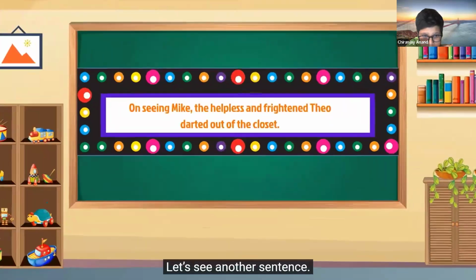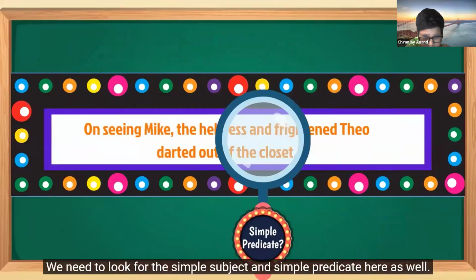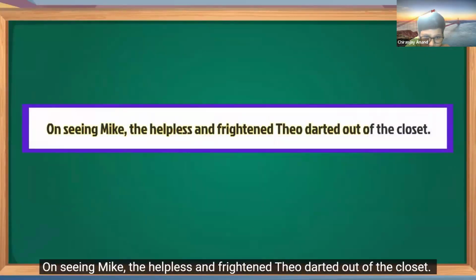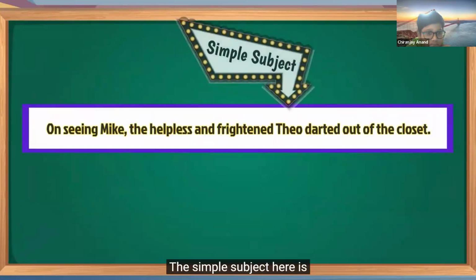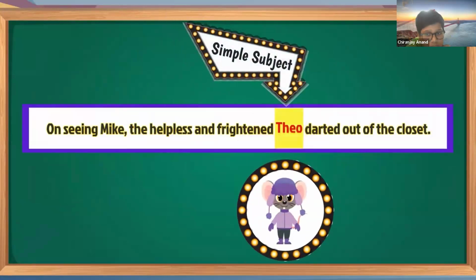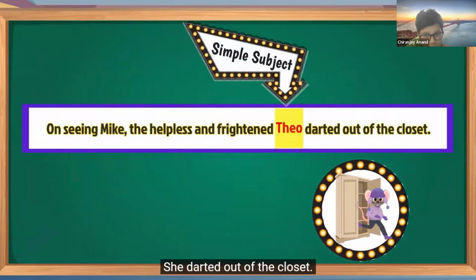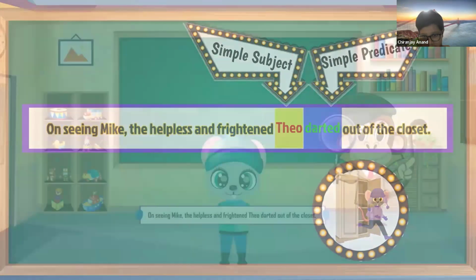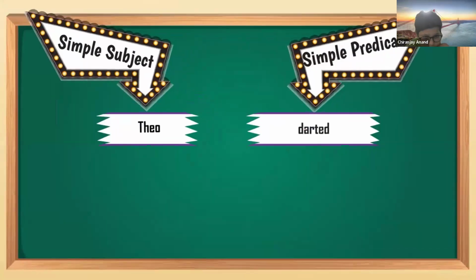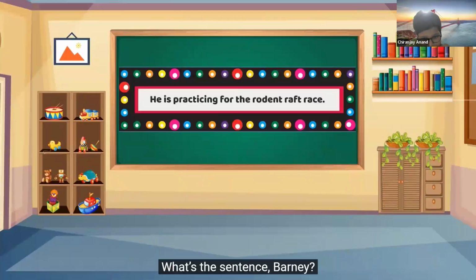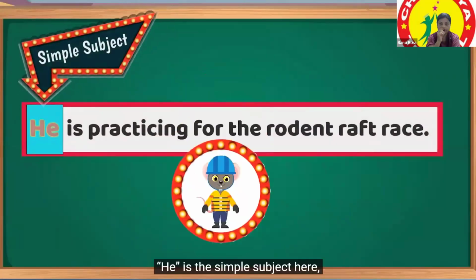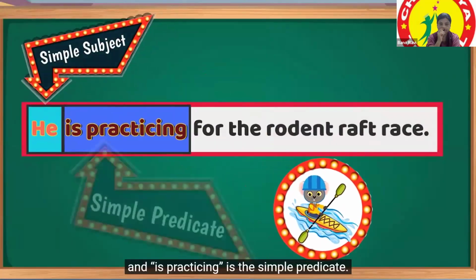Let's see another sentence. We need to look for the simple subject and simple predicate here as well. On seeing Mike, the helpless and frightened Theo darted out of the closet. The simple subject here is Theo. What did she do? She darted out of the closet. This is the complete predicate, and the verb "darted" standing alone is the simple predicate. What's the sentence, Barney? He is practicing for the rodent raft race. "He" is the simple subject here, and "is practicing" is the simple predicate.